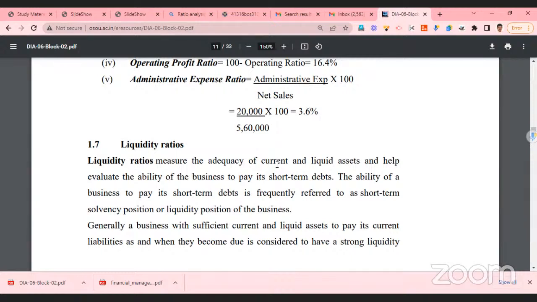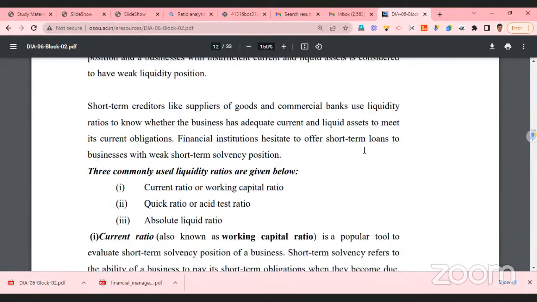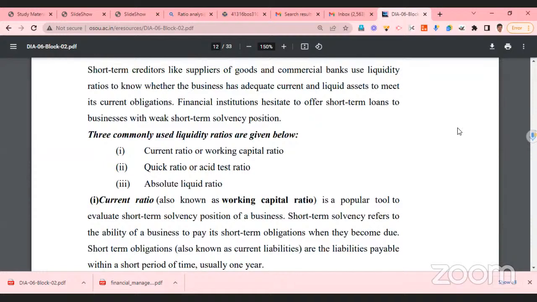Each company needs sufficient working capital to meet all kinds of expenses within 1 year. This ability of a business to pay its short-term debts is frequently referred to as the short-term solvency position or liquidity position of the firm. So generally, what are the current assets? Anyone? What are the current liabilities?